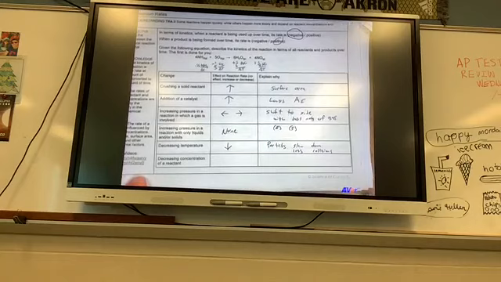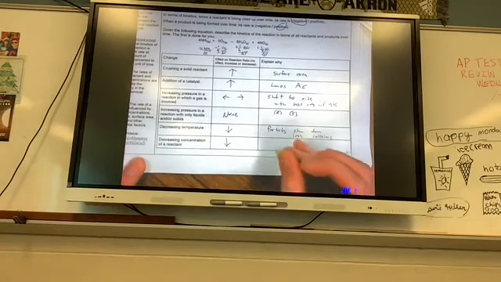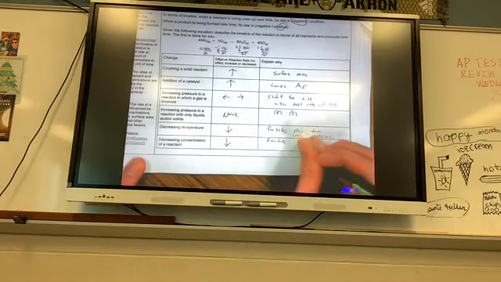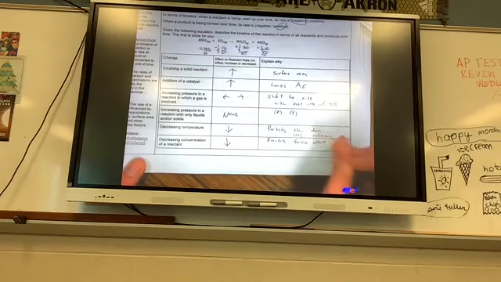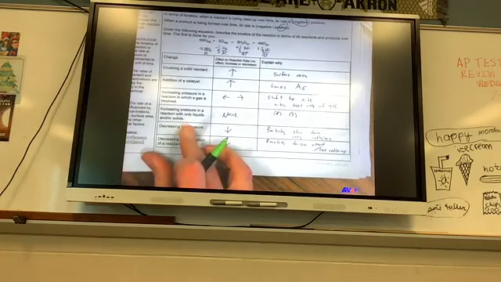Decreasing concentration, it's going to slow down. Why? Once again, the reactant particles are farther apart, therefore less collisions. There's less ions floating in solution. Okay.